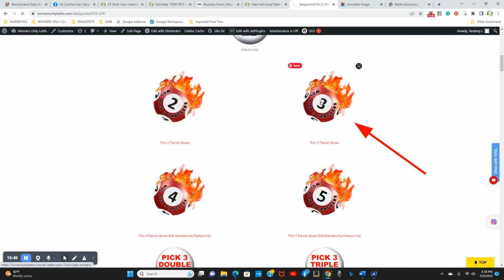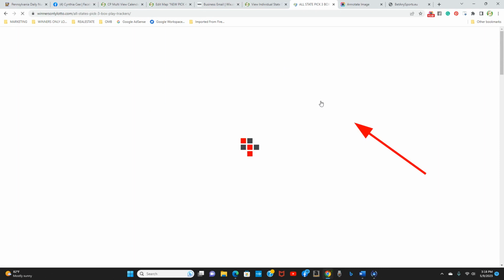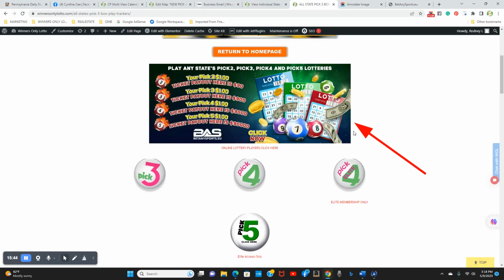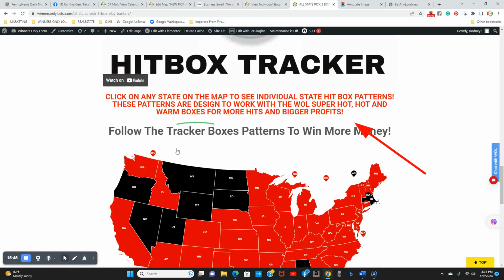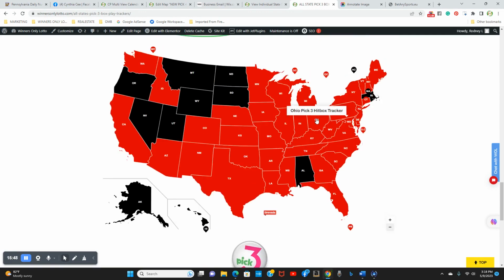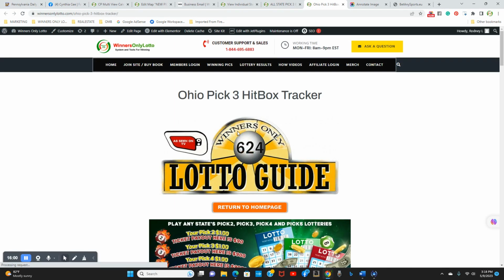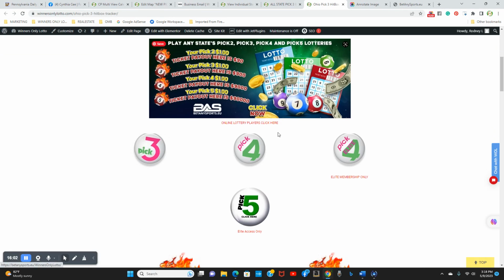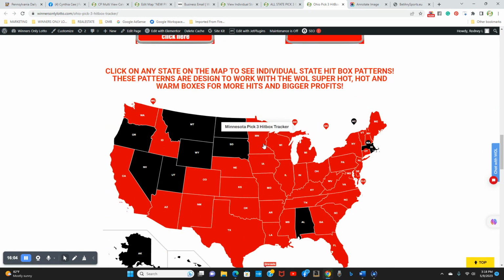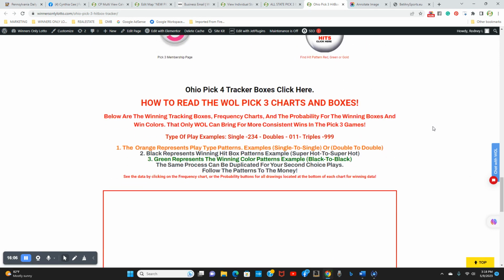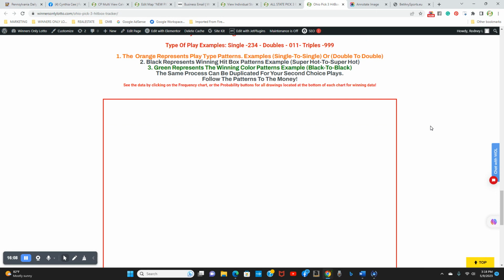Come over here, click on pick 3. Scroll down. Click on Ohio. Click on the red link. So now I can isolate Ohio's data. This will help me say where I even want to start the wagering. I got the straight pattern. Now, the win color or the winning boxes are also being tracked.